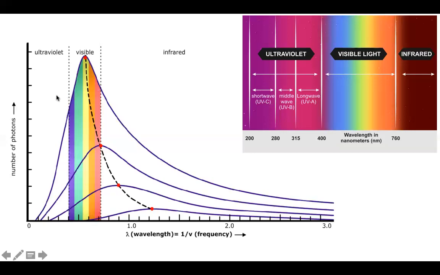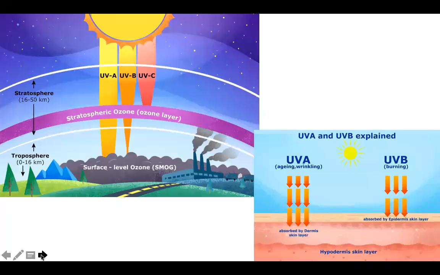Then we have UVB and UVA, and then our visible spectrum, and then the infrared spectrum. The infrared spectrum is actually relatively low energy, and that is why it's associated with heat. Heat is a fairly low energy form of energy. And so we'll see how infrared is certainly associated with heat and with heating.